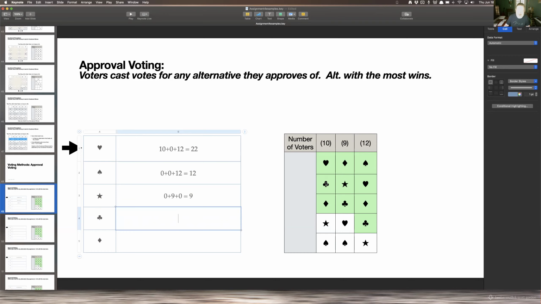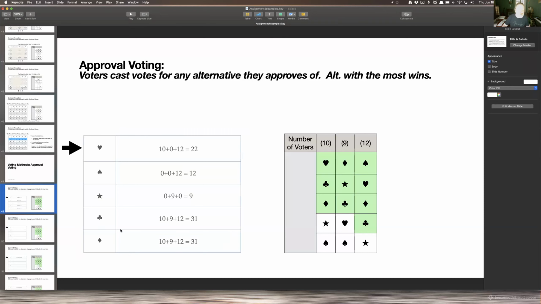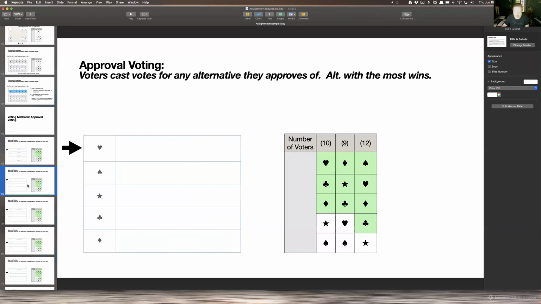Clubs is going to get 10 votes from the first group of voters. It's going to get 9 votes from the second group of voters, and it's going to get 12 from the third group of voters, so a total of 31. And then lastly, diamonds is going to get 10 from the first group, 9 from the second group, and also 12 from the last group, also 31. So approval voting returns a choice set of clubs and diamonds. So it is not unique in the choice set.